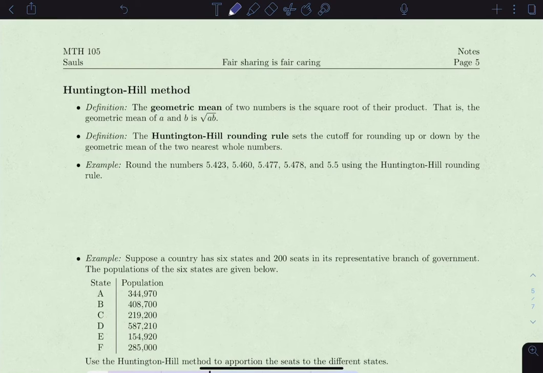Welcome. This is the 5th video in our series on apportionment. In this video, we're going to talk about the Huntington-Hill method for apportionment. This will be our last new method.